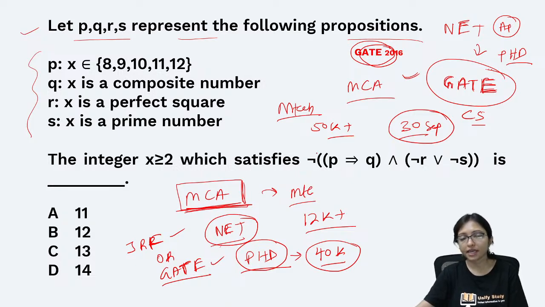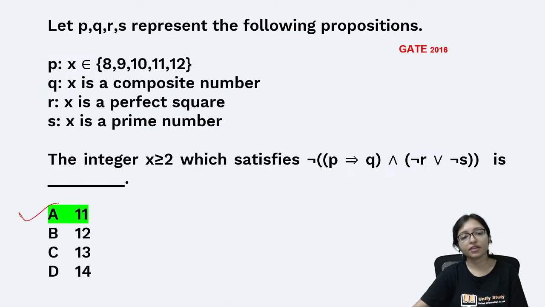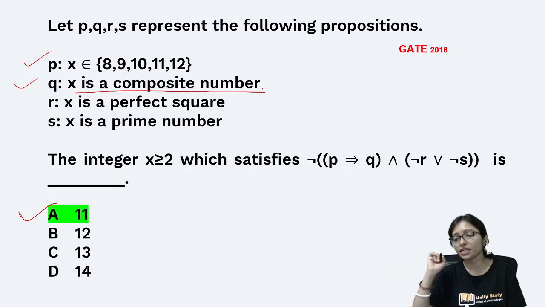Okay, yes. So here the answer will be 11. Definitely the answer is 11. Why? Because P is given here. Now X is a composite number. Composite number means you can represent it in the form of multiplication of two numbers. So 9 is a composite number because 9 you can represent as 3 cross 3. That's why 9 is a composite number, right?